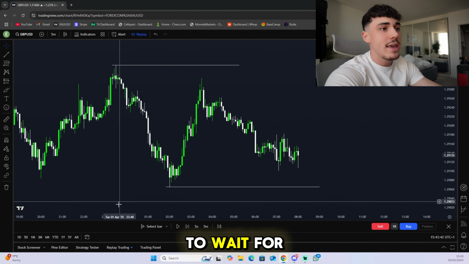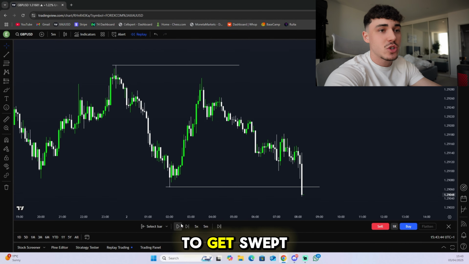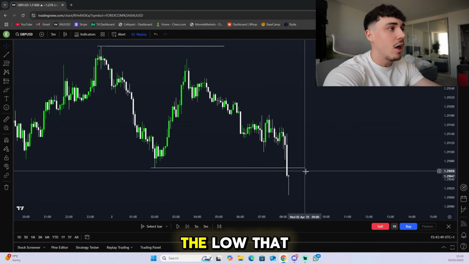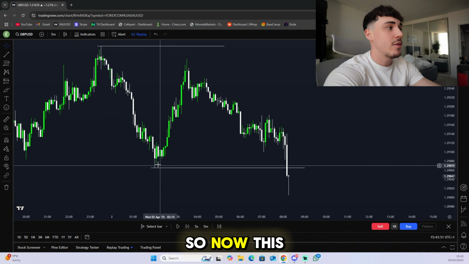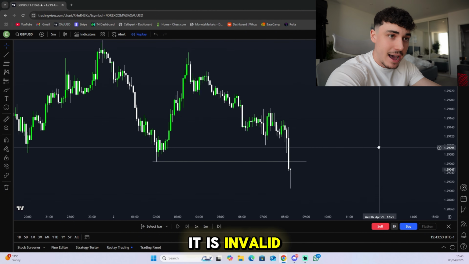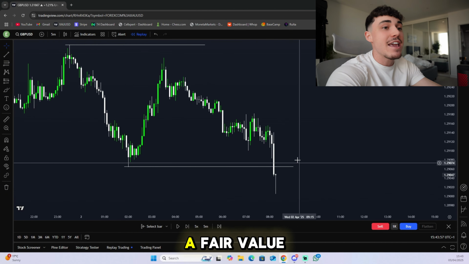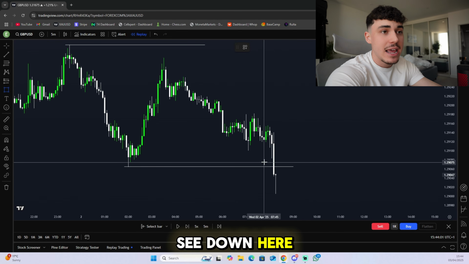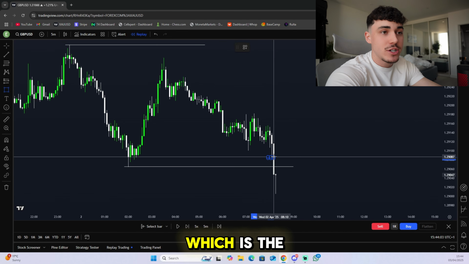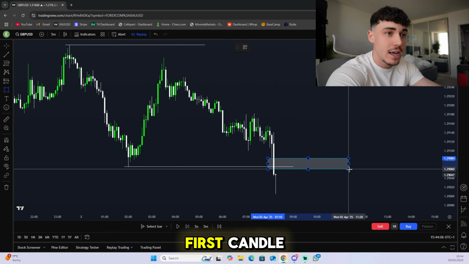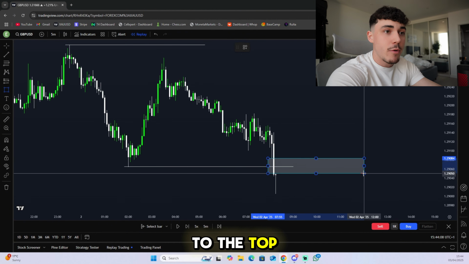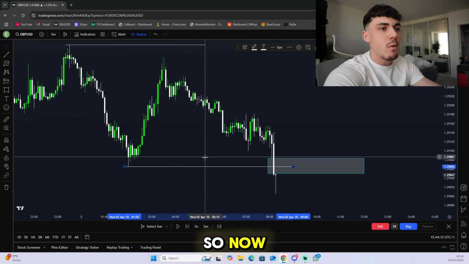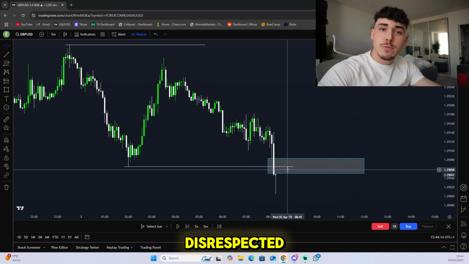We're now going to wait for the high or the low to get swept. And as you can see, we now have done that. We've now got the low that has been broken, so now this liquidity is gone, it is invalid, and we are waiting to create a fair value gap. So what we do is we break it, as you can see down here, and we have created a fair value gap, which is the bottom of the first candle to the top of the last candle. That is now our fair value gap. So now what we're waiting for is for it to get disrespected, right?